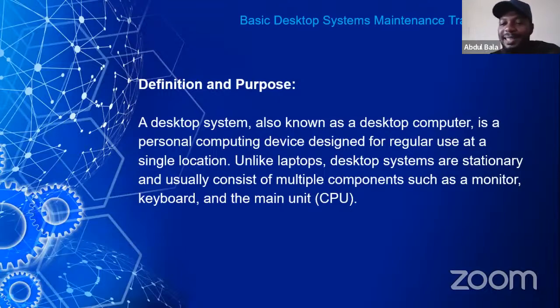Unlike laptops, desktop systems are stationary and usually consist of multiple components such as the monitor, keyboard, and the main unit. So when they mention a desktop at first, you just look at it and say, just a series of computer, monitor, CPU, and the rest of them. But there are also newer versions of desktops that have come out in the last 10 years that are all-in-one, that have everything built in, so that they are a bit portable. Most times when you talk about portability, laptops come to your mind at first.